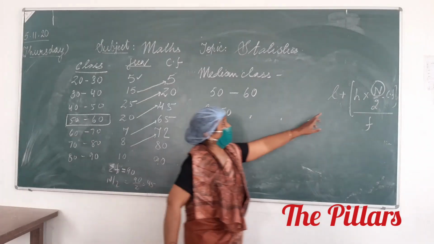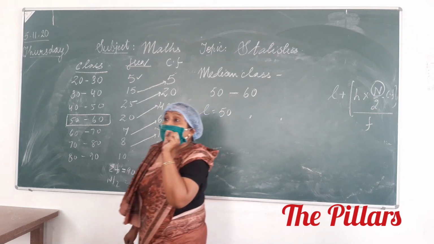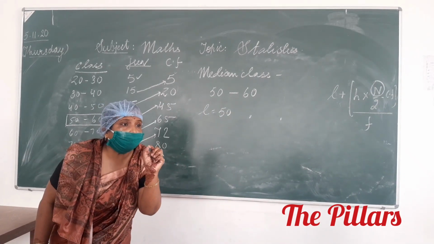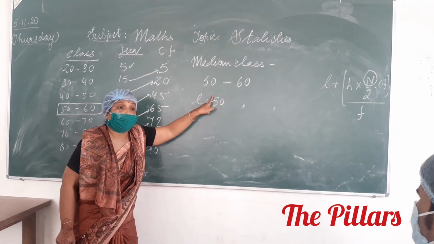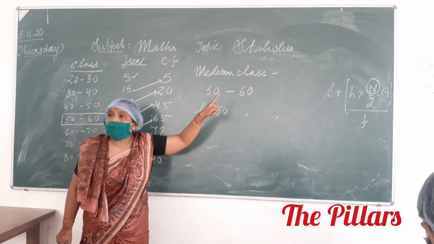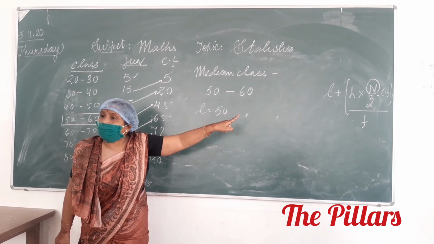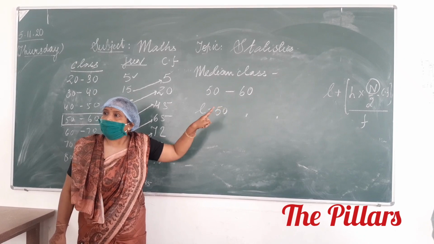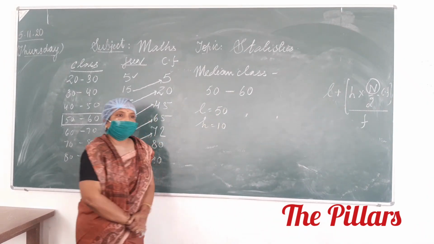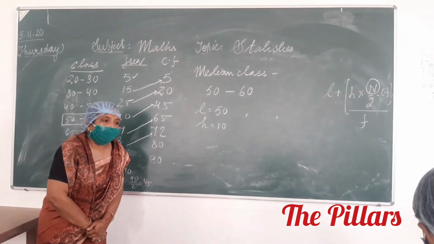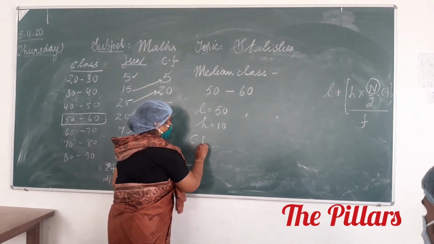What is your h? Class size. What is the meaning of class size? Upper limit minus lower limit. So your h is 10. Clear? Huh? Now CF, please see, wait.